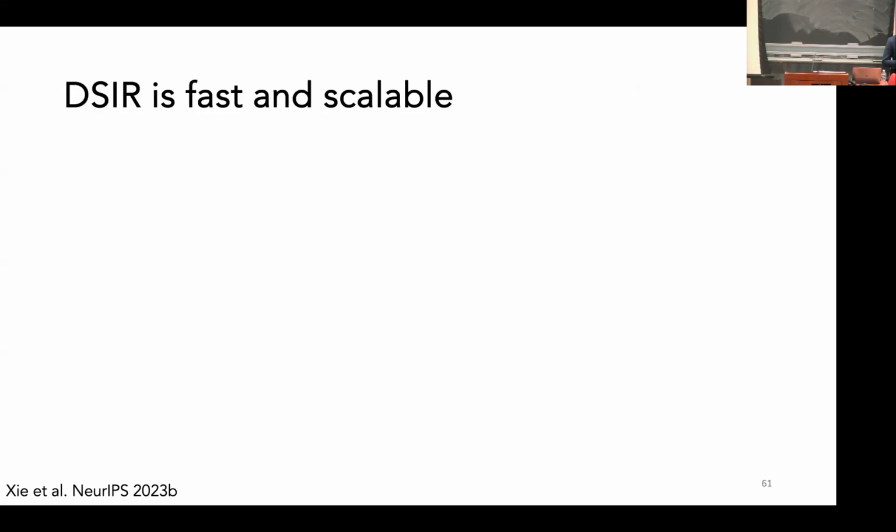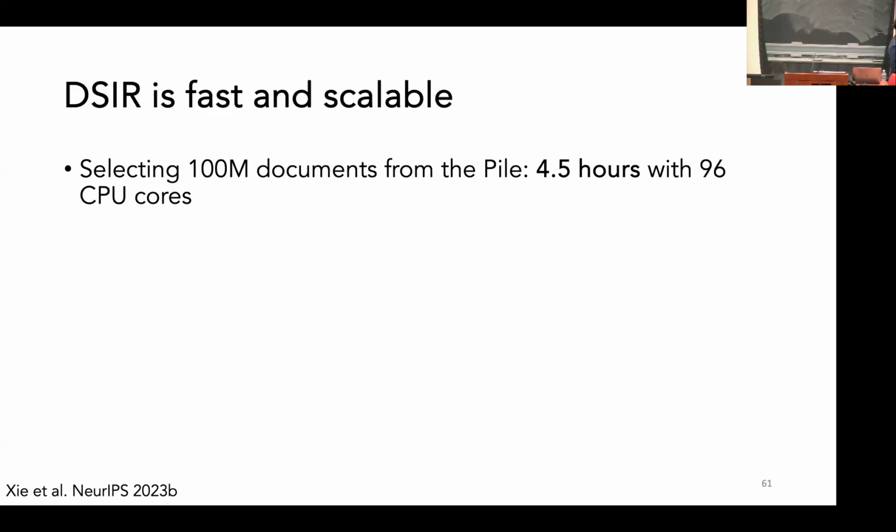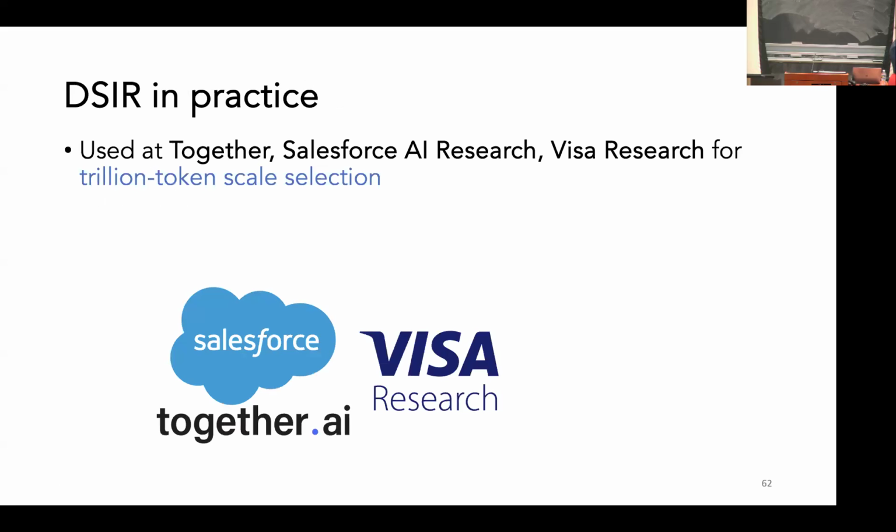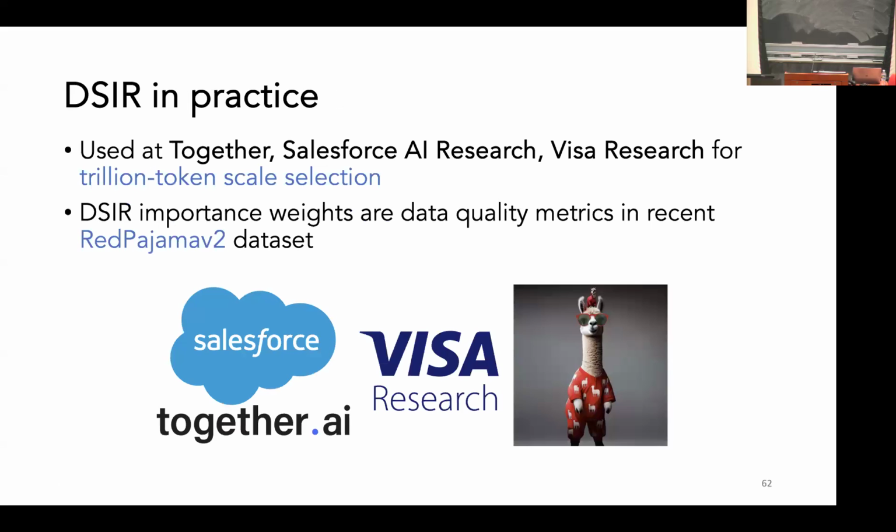And DSIR is quite fast and scalable. We benchmarked it on selecting 100 million documents from the Pile, which is about 2 billion examples. It took 4.5 hours with 96 cores on one node, and it can get faster with more parallelism. And you can do this in just 4 lines of code with the data selection package. And DSIR is also used in practice at Together, Apple Research, and Salesforce AI for trillion token scale selection. And DSIR importance weights are included as data quality metrics in the recent RedPajama v2 dataset.